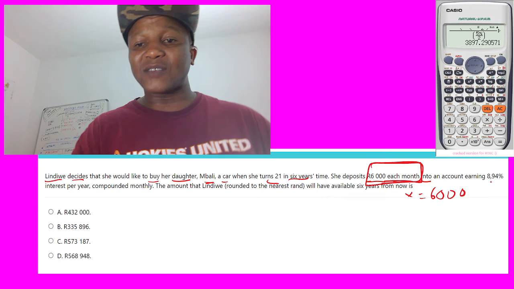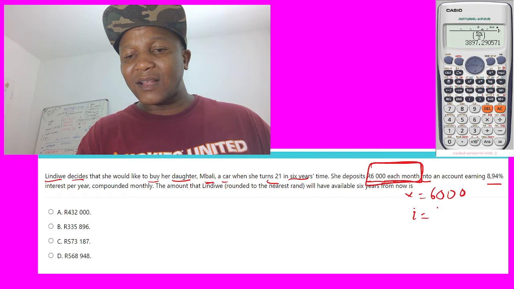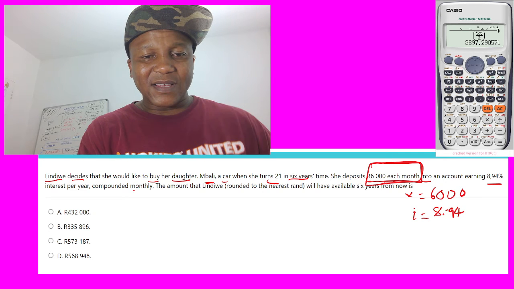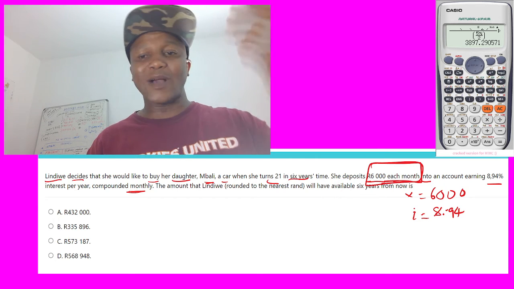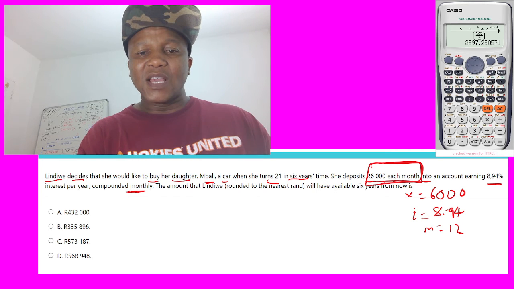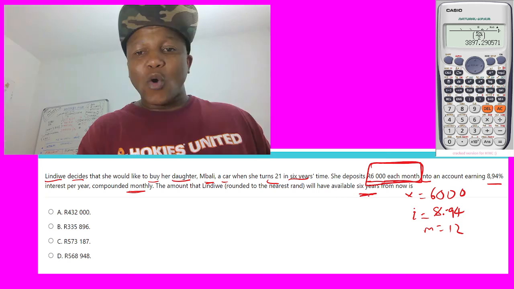That's why I use X. In the account, the interest rate we got is equal to 8.94. So what do they want here? They say interest is compounded monthly. You see now? Compounded monthly. How many months in 1 year? There are 12. So M equal to 12. Now what do they want? They say the amount that Lindiwe, who is the mother, will have in 6 years from now.